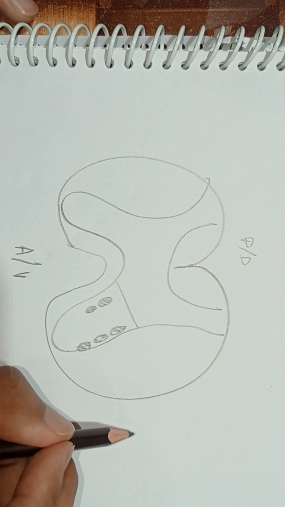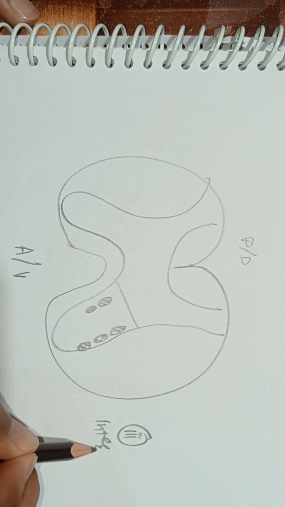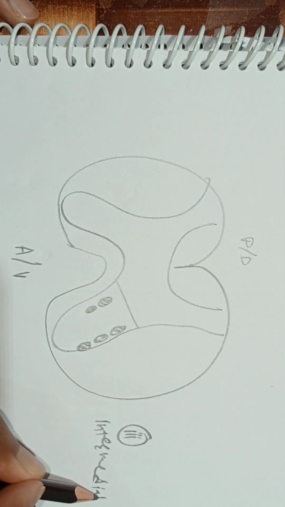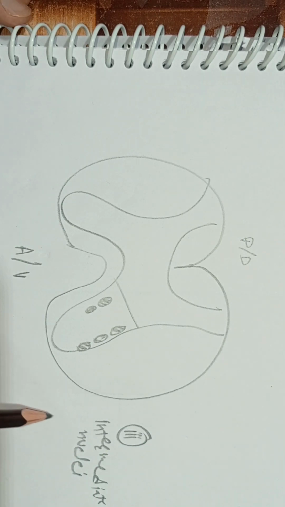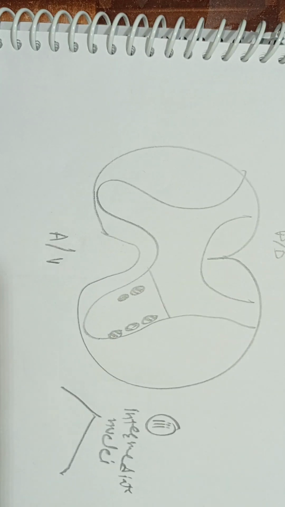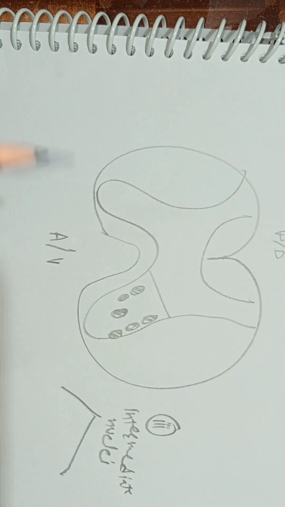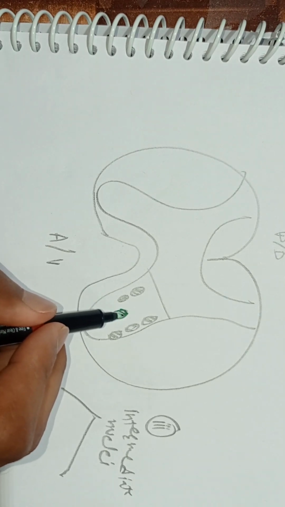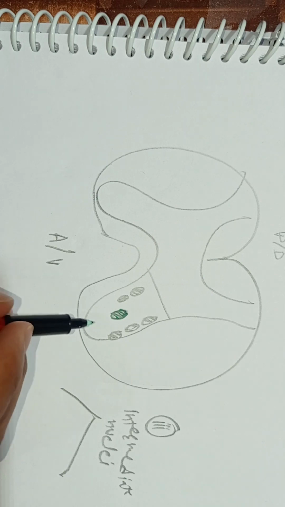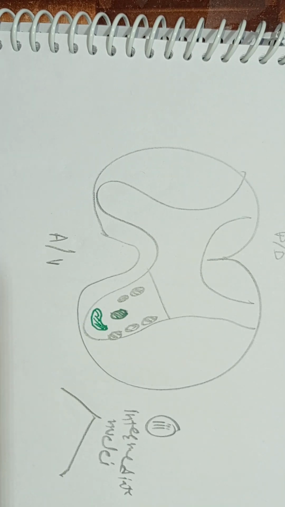Now we talk about another nucleus in the anterior horn. Those are called the intermediate nuclei. These intermediate nuclei have two nuclei. I will draw in green color. This is the first intermediate nucleus of the anterior horn, and this is the other intermediate nucleus of the anterior horn.